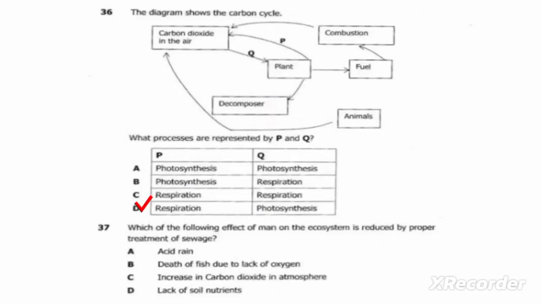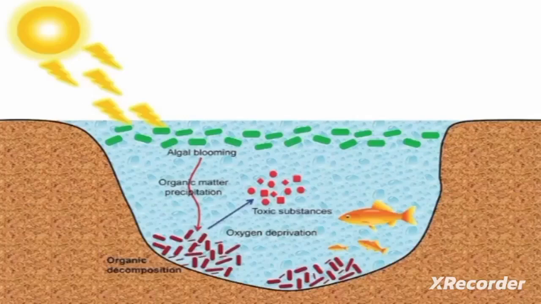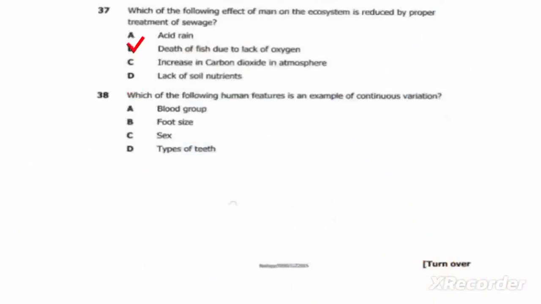So careless discharge of solid into water will lead to depletion of carbon dioxide, and depletion of carbon dioxide will lead to death of aquatic lives in the water. So therefore, proper management or proper treatment of sewage will reduce the death of aquatic lives. So therefore, our correct answer is B.